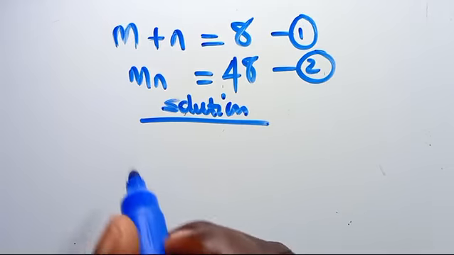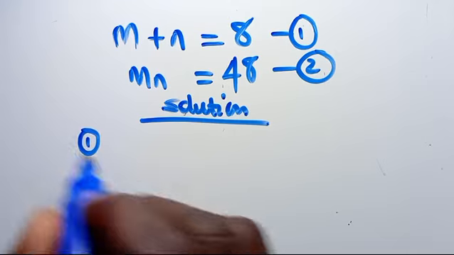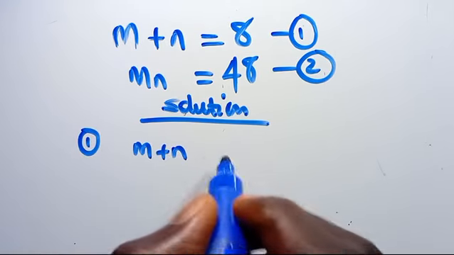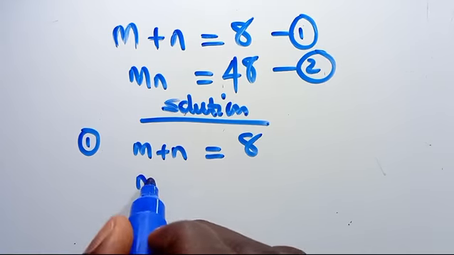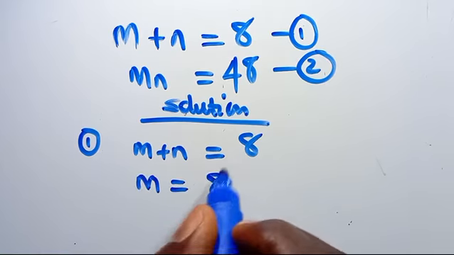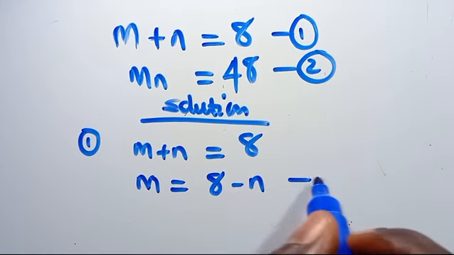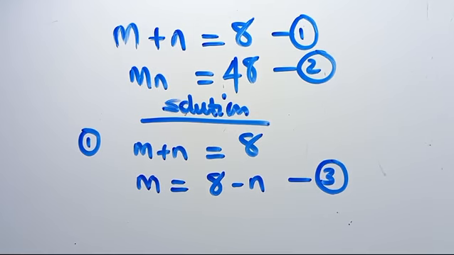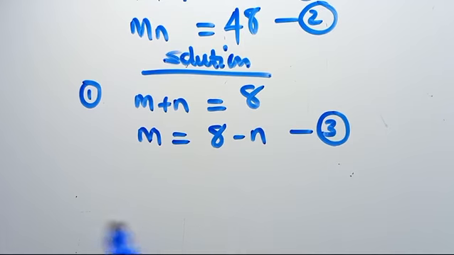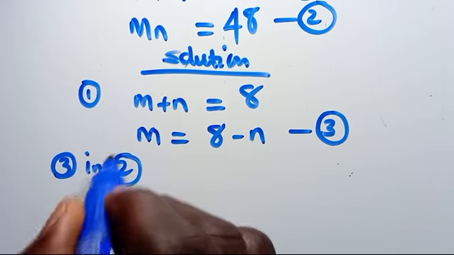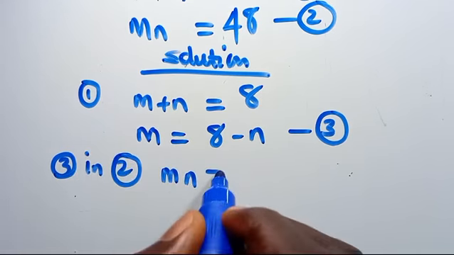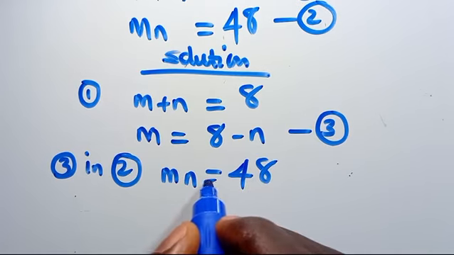Solution. Then let us recall from question 1, we have m plus n equals 8. Let's make m the subject. We have m equals 8 minus n. Let's name this equation 3. When you substitute equation 3 into equation 2, we have our equation 2 to be mn equals 48.